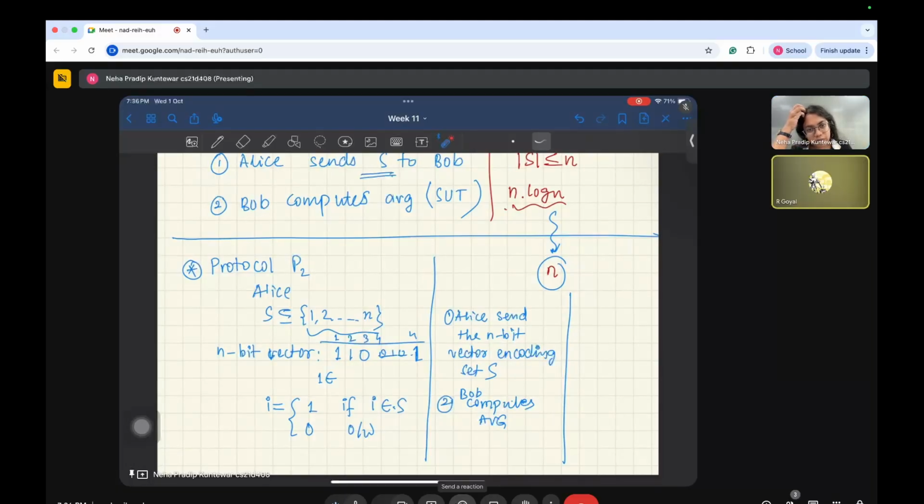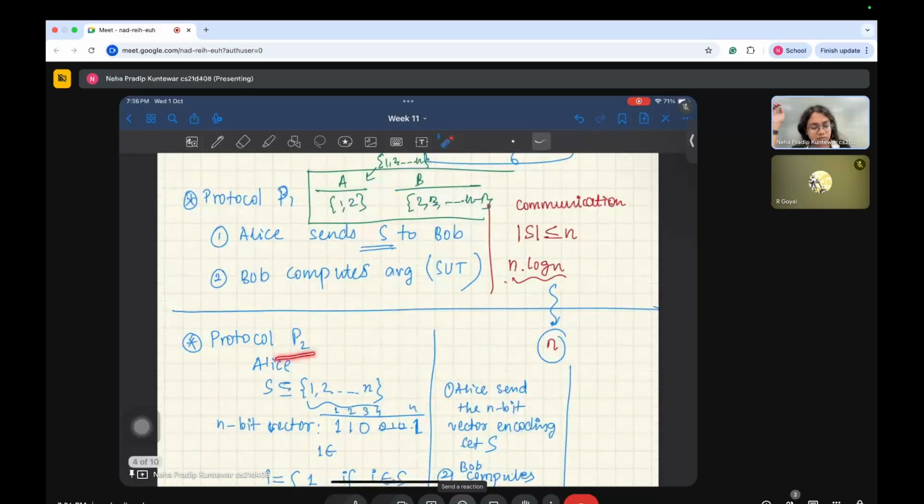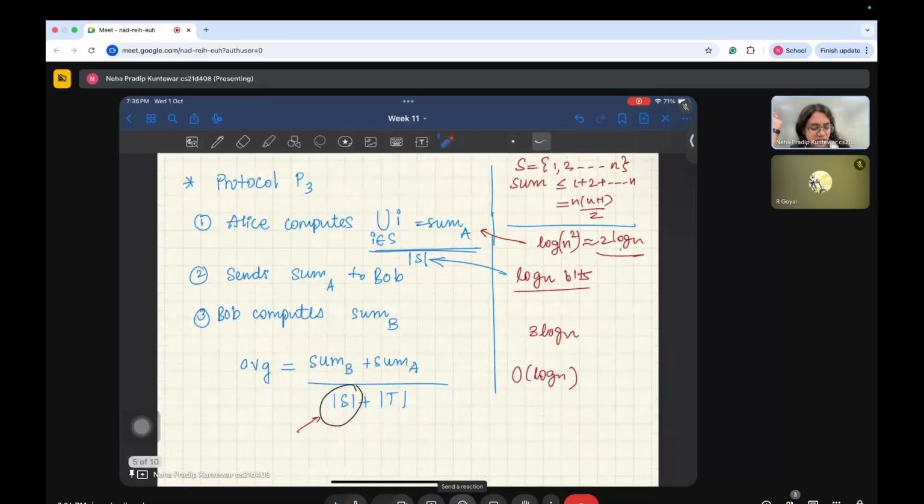Yes, that would be the worst case for us. Which is different from the worst case for P1, because P1 is bad when the size is very large, but P2 can go bad if the nth element is in the set. It could be sparse, but if the nth element is there, then it's bad.